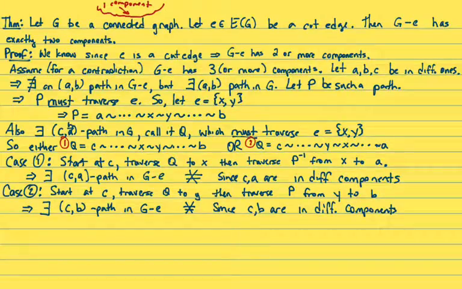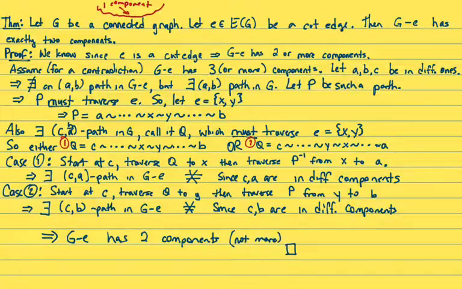So no matter what the circumstances are, those are both contradictions, which means G minus E can only have 2 components and not more. And that's the end of the proof. So we proved by contradiction that cutting an edge, that is, removing a cut edge from a graph that is connected, creates exactly 2 components. And that's the end of section 49.